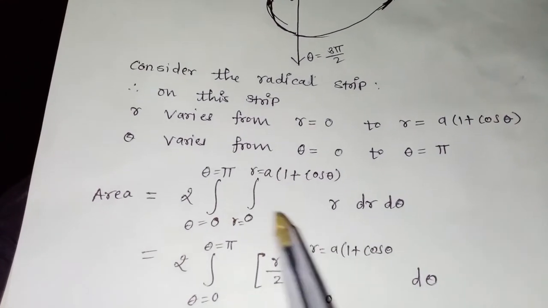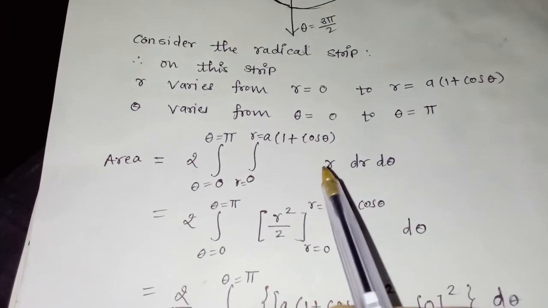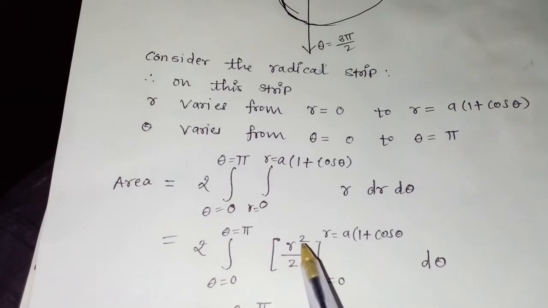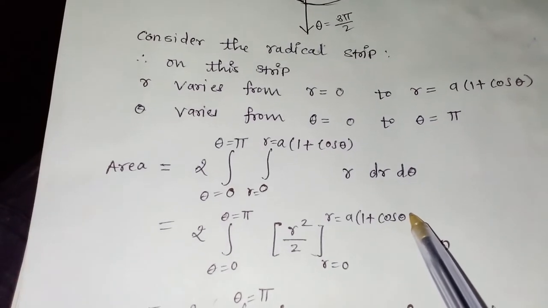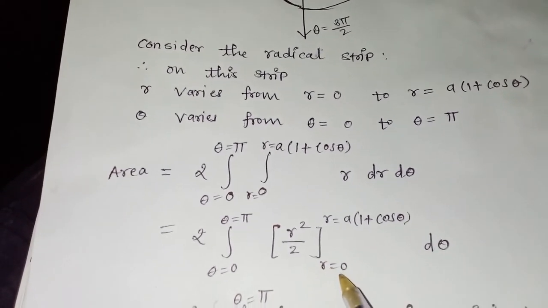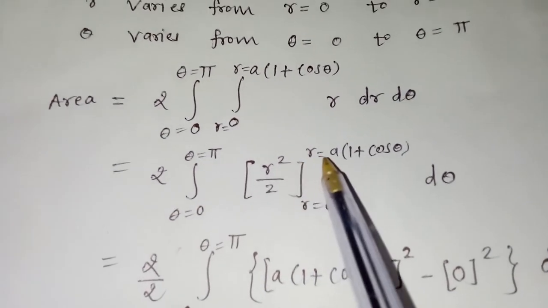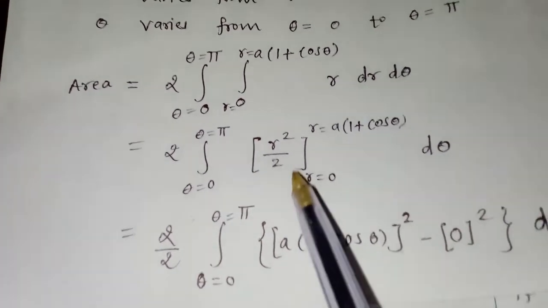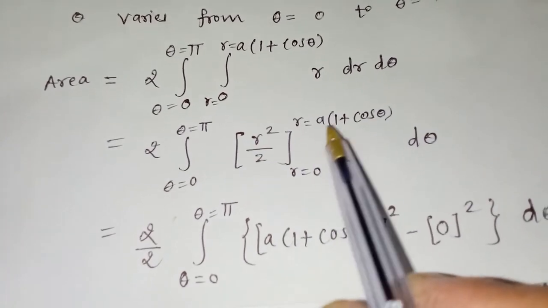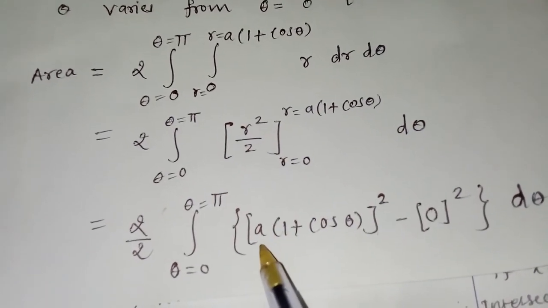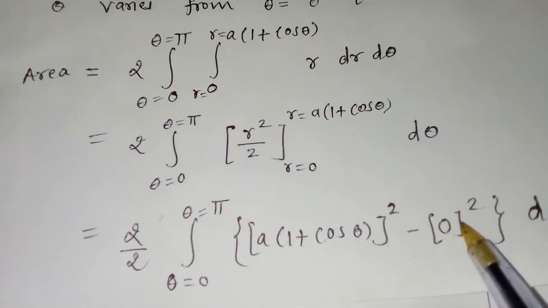Now we are finding the integration one by one. First of all we are taking integration with respect to r, and here only r is the quantity, so the integration of r with respect to r is r square upon 2, with upper limit r equals a into 1 plus cos theta, and lower limit r equals 0. Other things will be as they are. Now I am putting the upper limit and lower limit in the next step. Instead of r we put the upper limit a into 1 plus cos theta, its bracket square, minus the lower limit 0, its bracket square.